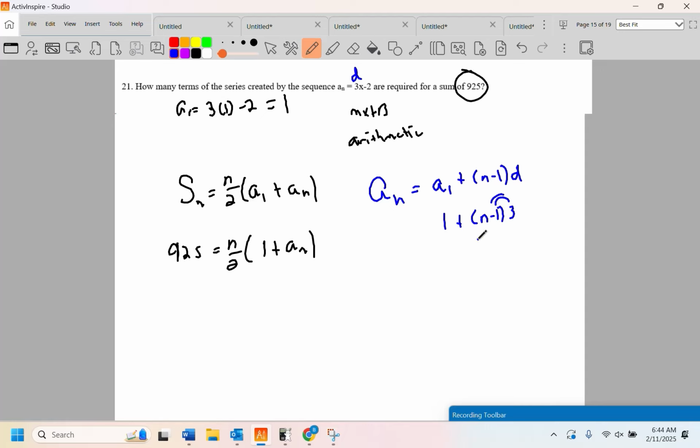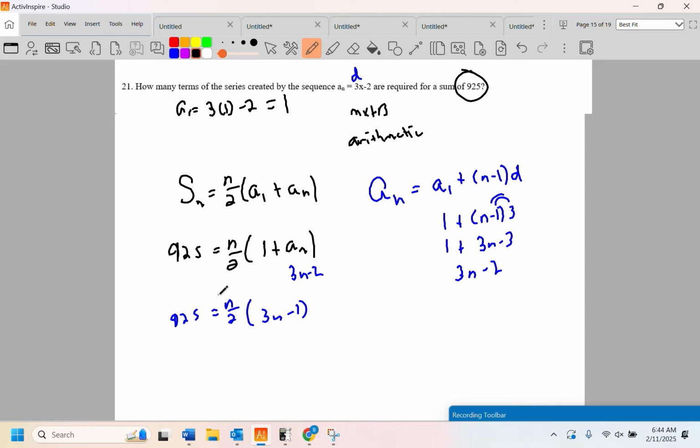And I use the distributive property. I get 3n minus 3, and don't forget the 1 there. And I get 3n minus 2. That's 3n minus 2. Now, if I combine like terms, what's inside is 3n minus 1. And I've gone from having 2 unknowns to having a singular unknown. So now I'm in business.